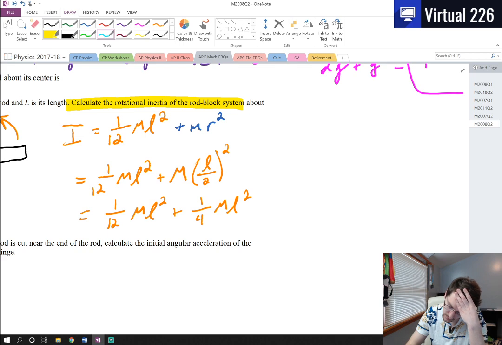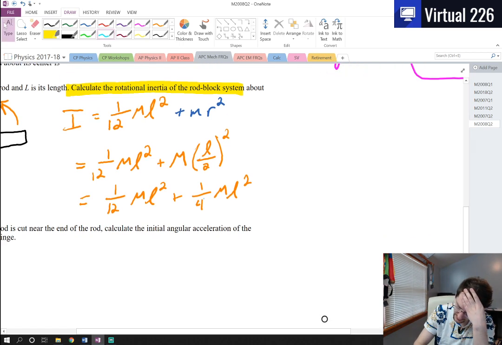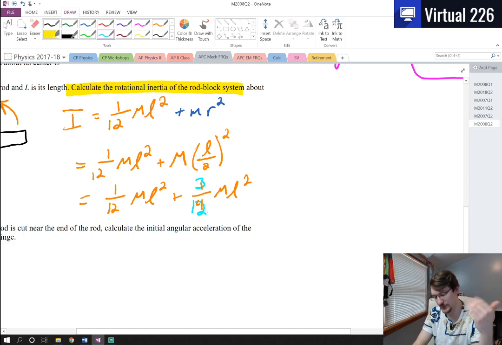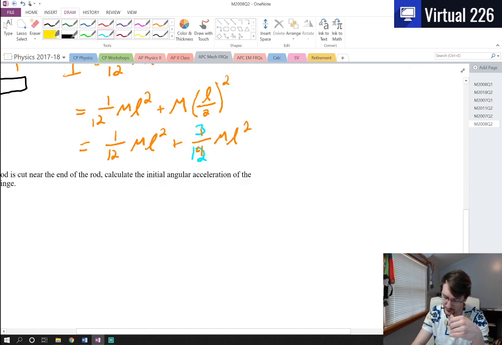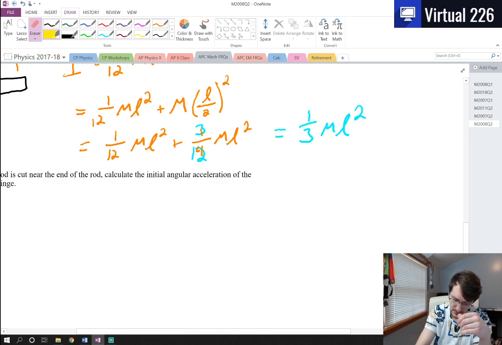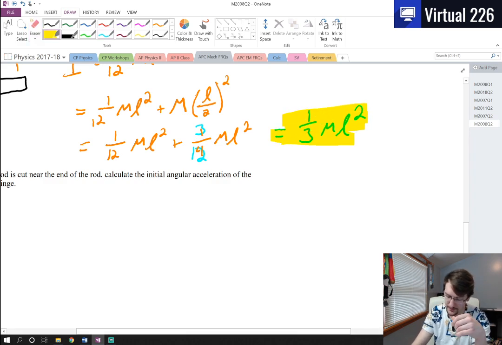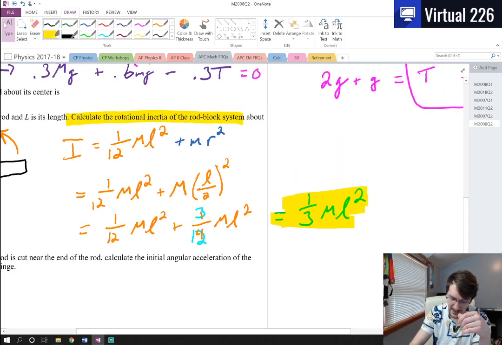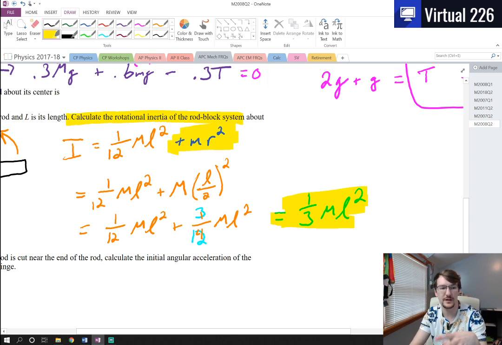Let's see. 1/4 is the same as saying 3 over 12, and 1/12 plus 3/12 is 4/12, which is the same as saying this is 1/3 ml squared. Ugh, math. Okay, this parallel axis theorem idea, though, you're always just adding some offset position. That's a very, very important thing there. I don't know if you do that often in Physics 1.